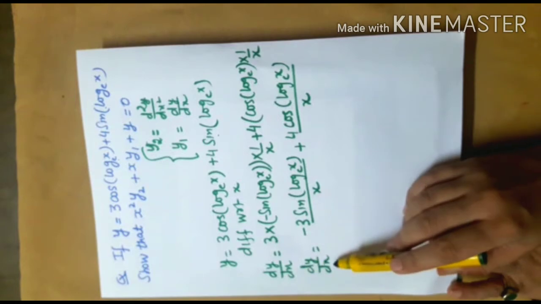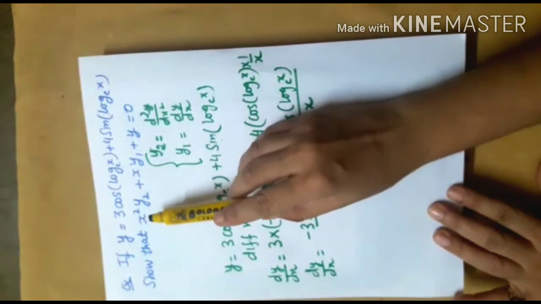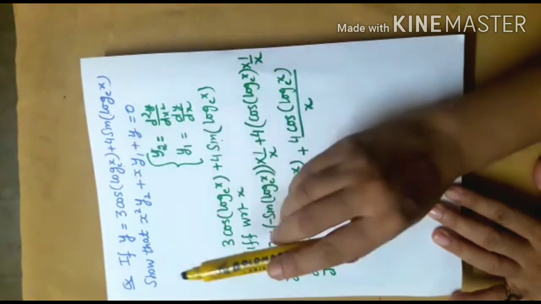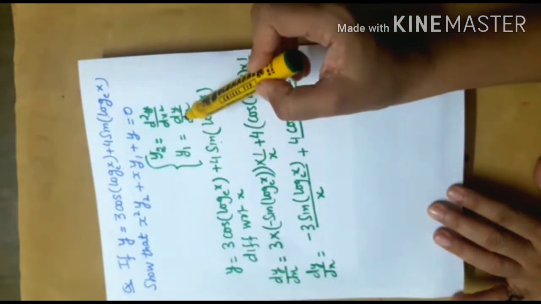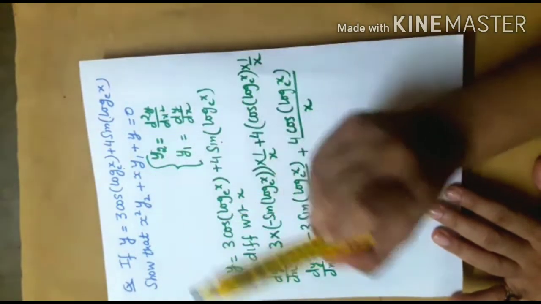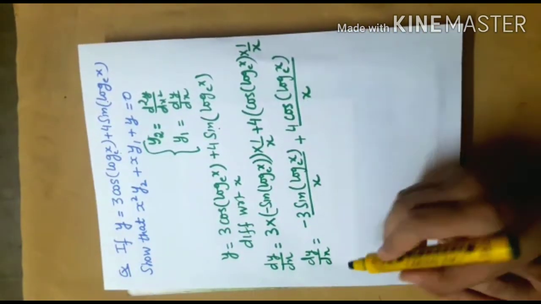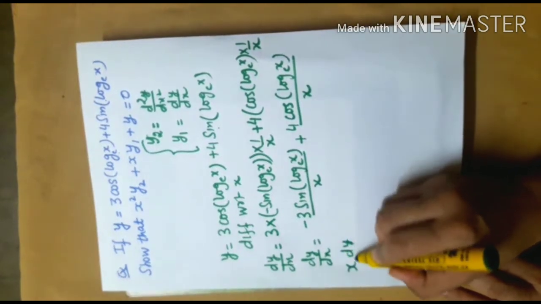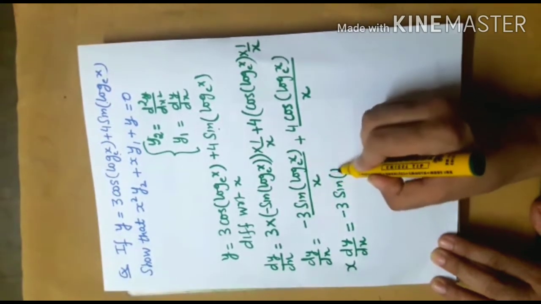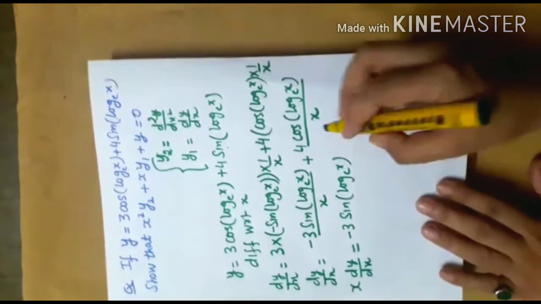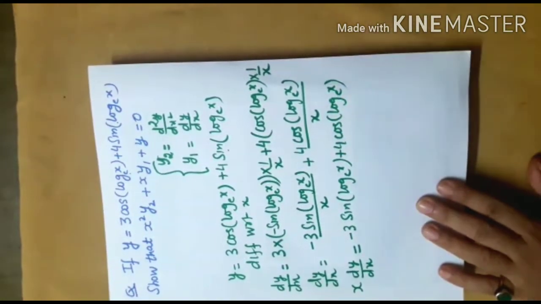So we have obtained dy by dx as this, right? Now look here. In the expression which I need to prove, I want x y1, and y1 is dy by dx. So I want x into dy by dx. So what I'll do, I'll transpose this x to this side. So x dy by dx will be equal to minus 3 sine log x plus 4 cos log x, right?